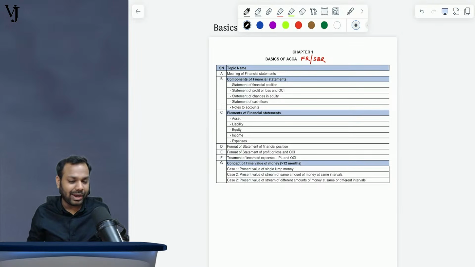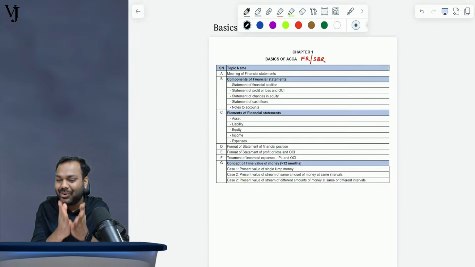Yes, it is very well allowed. You have to take the calculator to the exam.